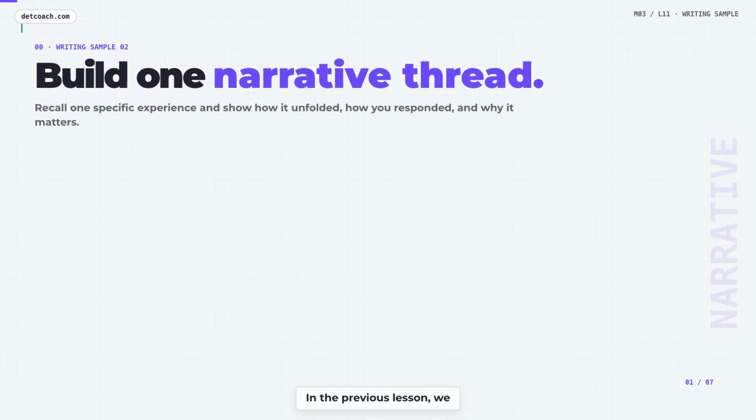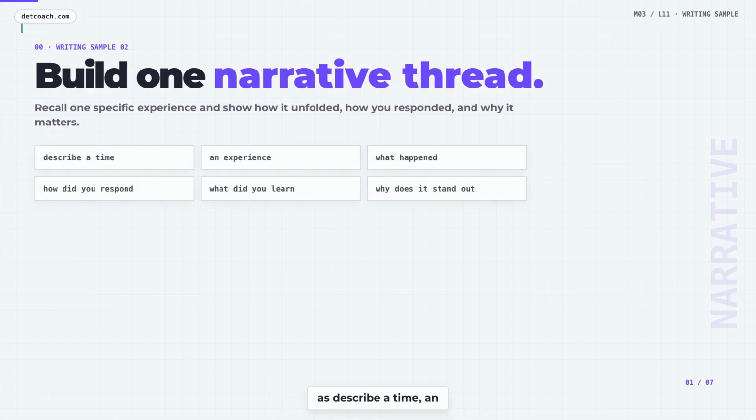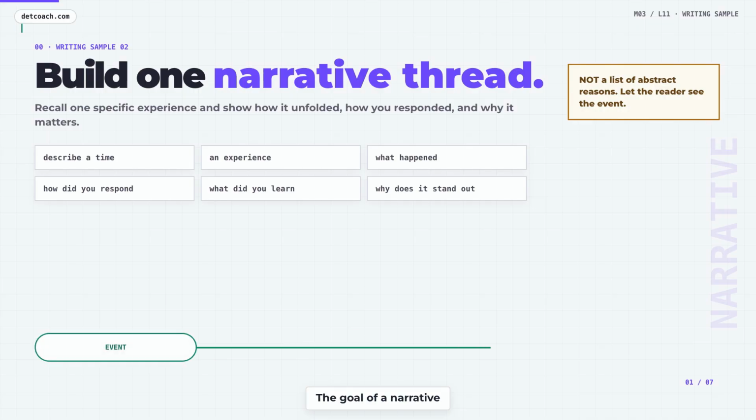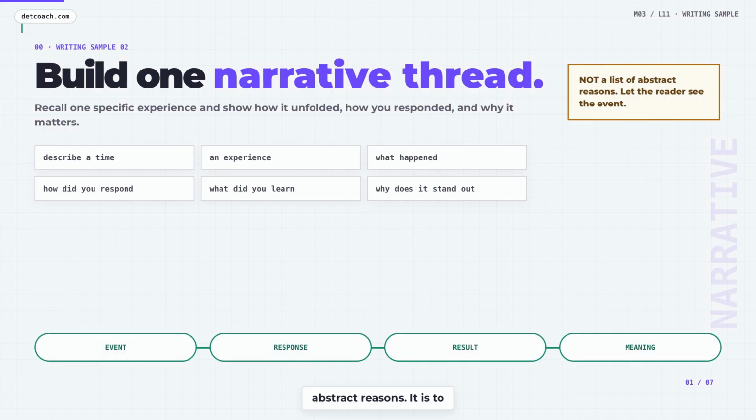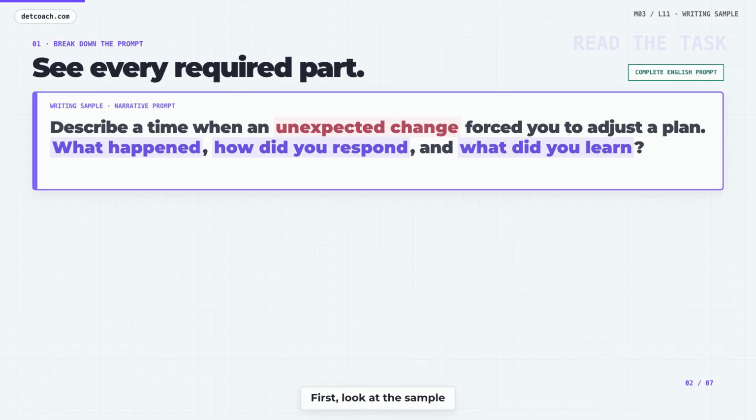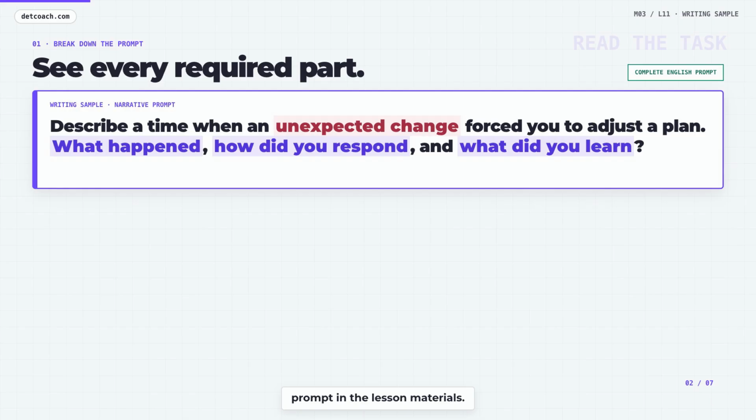In the previous lesson, we learned about the writing sample question type and response process. In this lesson, we'll learn a template for narrative prompts. When you see phrases such as describe a time, an experience, what happened, how did you respond, or what did you learn, the prompt is asking you to recall a specific experience. The goal of a narrative response is not to list abstract reasons. It is to let the reader clearly see how the event unfolded, how you responded, and why the experience is worth remembering.